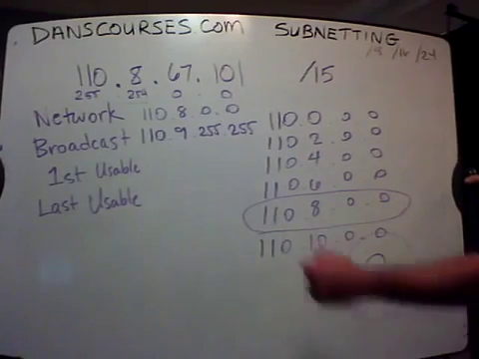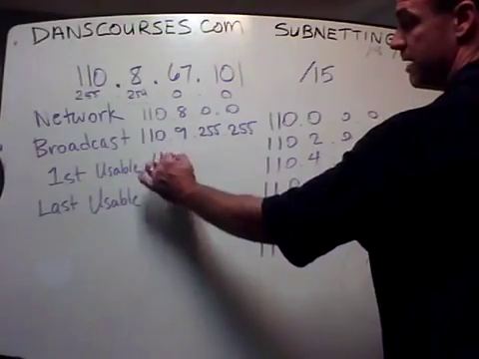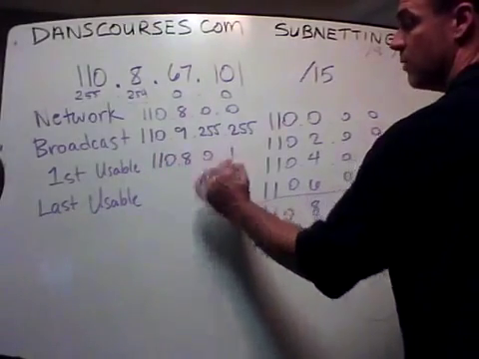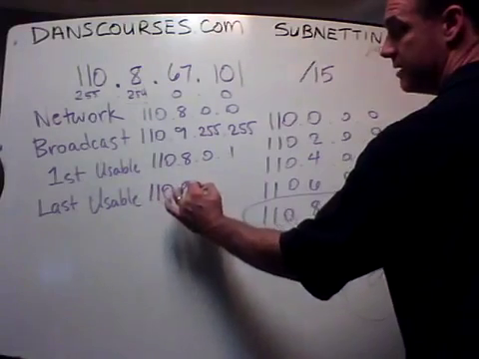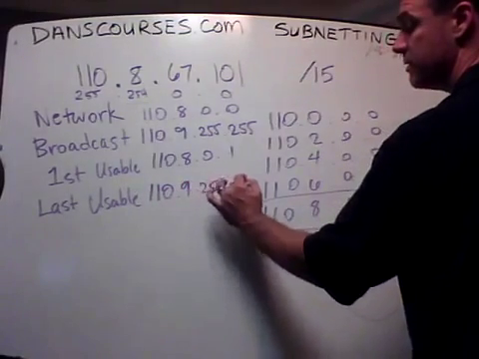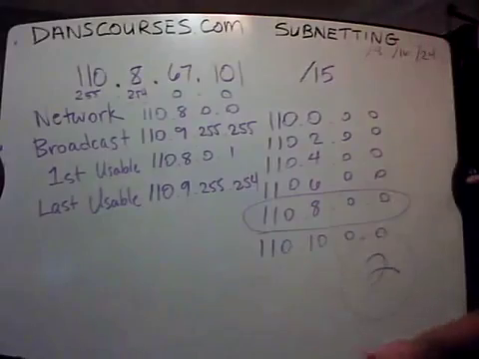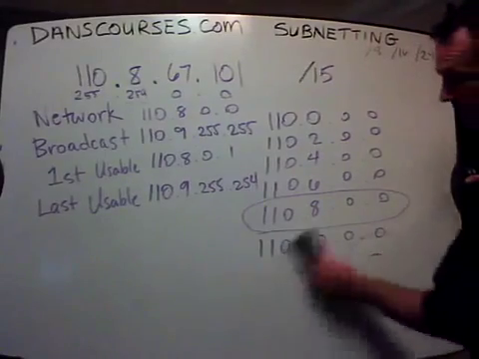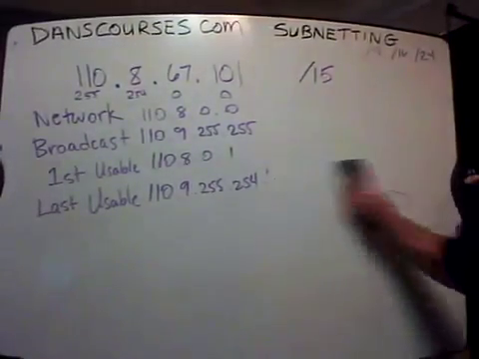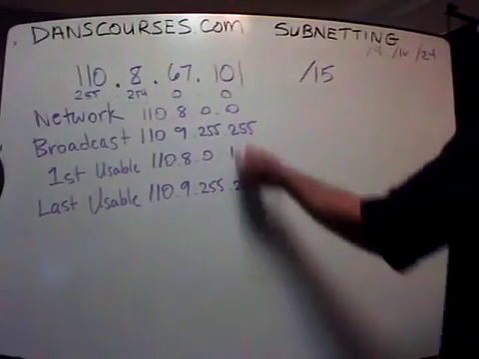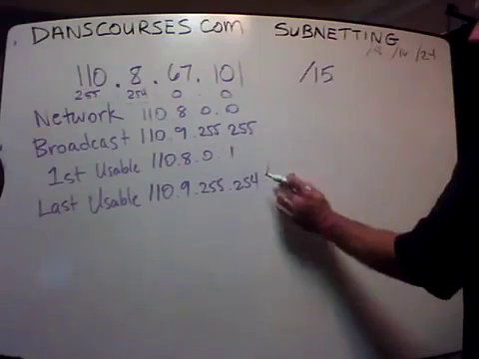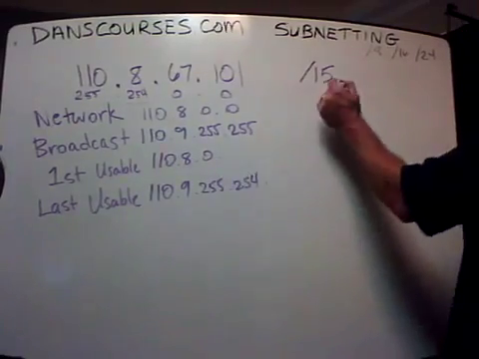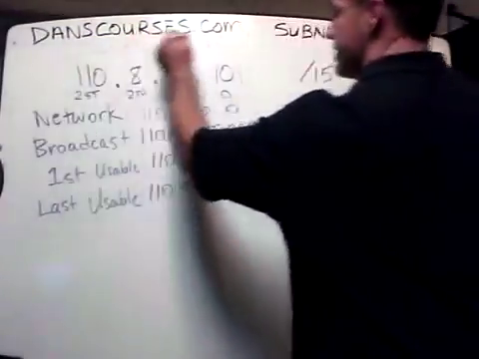And the first usable is very easy to find after that: 110.8.0.1, and the last usable, 110.9.255.254. And there you have it. That's how you find these answers: the network address, the broadcast, the first usable host, and the last usable host from this scenario.